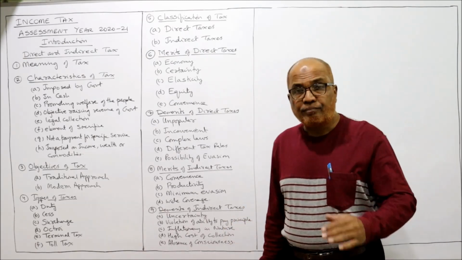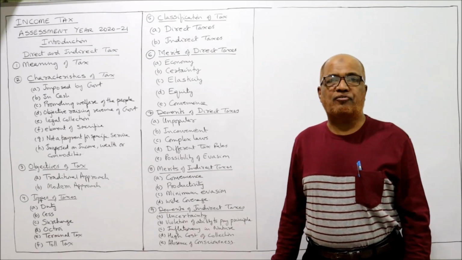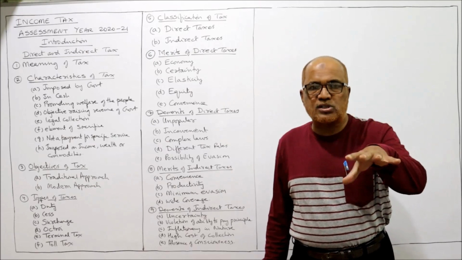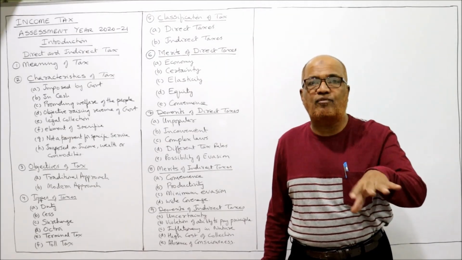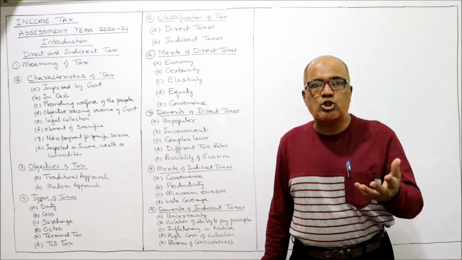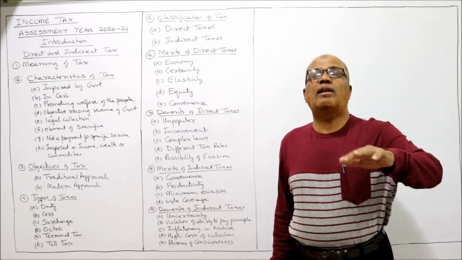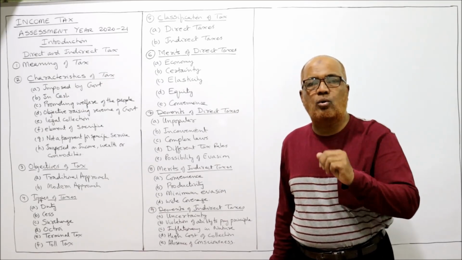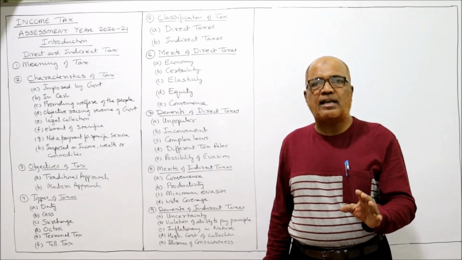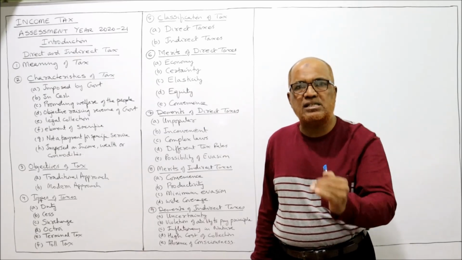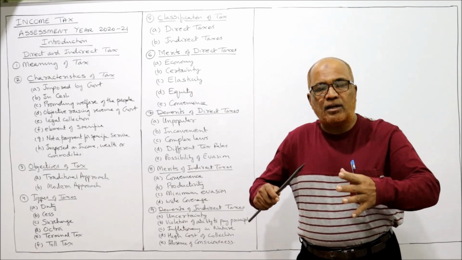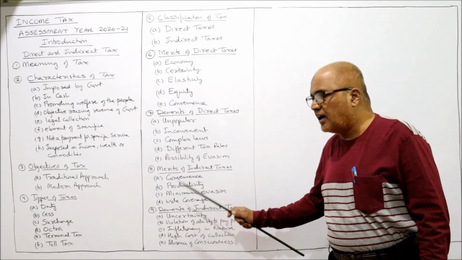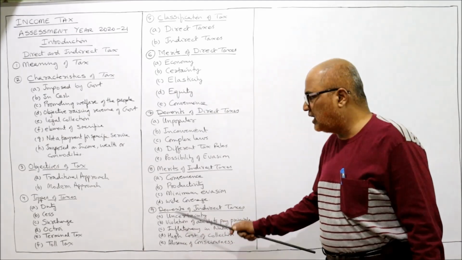Second, productivity. These indirect taxes are productive because the government can increase the rate for those commodities which are dangerous, which are harmful to the people, like cigarettes, tobacco products, liquor. The government will increase the rate of tax. Whereas for other essential, basic goods, the government will not impose the tax, or if there is tax, a very low rate. The government will get more revenue. So if you compare, indirect taxes are more productive in nature than direct taxes.